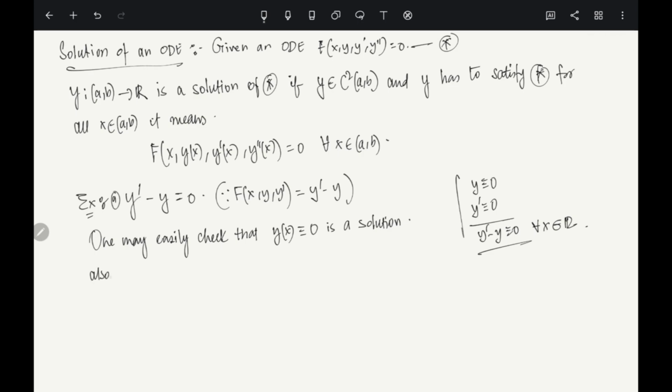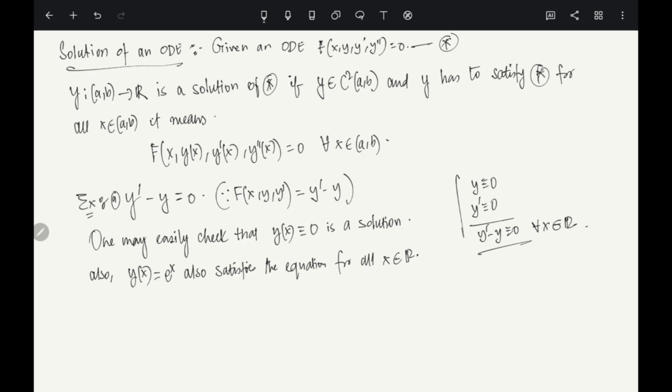Also, you can check that, let's say, y(x) equals e to the power x also satisfies the equation for all x in R. Right, because y prime is exponential x, and the same thing is happening: minus exponential is going to give you 0, so this holds for all x. Again, exponential is twice continuously differentiable, so you understand that's the solution in this case.